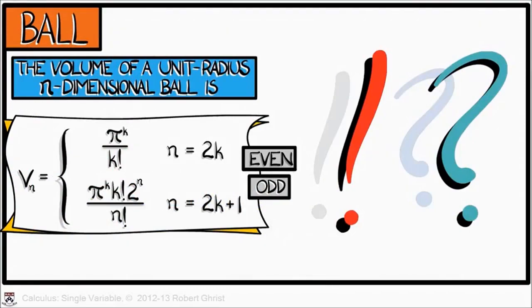When n is even, that is, n equals 2k, then V sub n is pi to the k over k factorial. When n is odd, that is, 2k plus 1, then V sub n is pi to the k, k factorial, 2 to the n over n factorial.